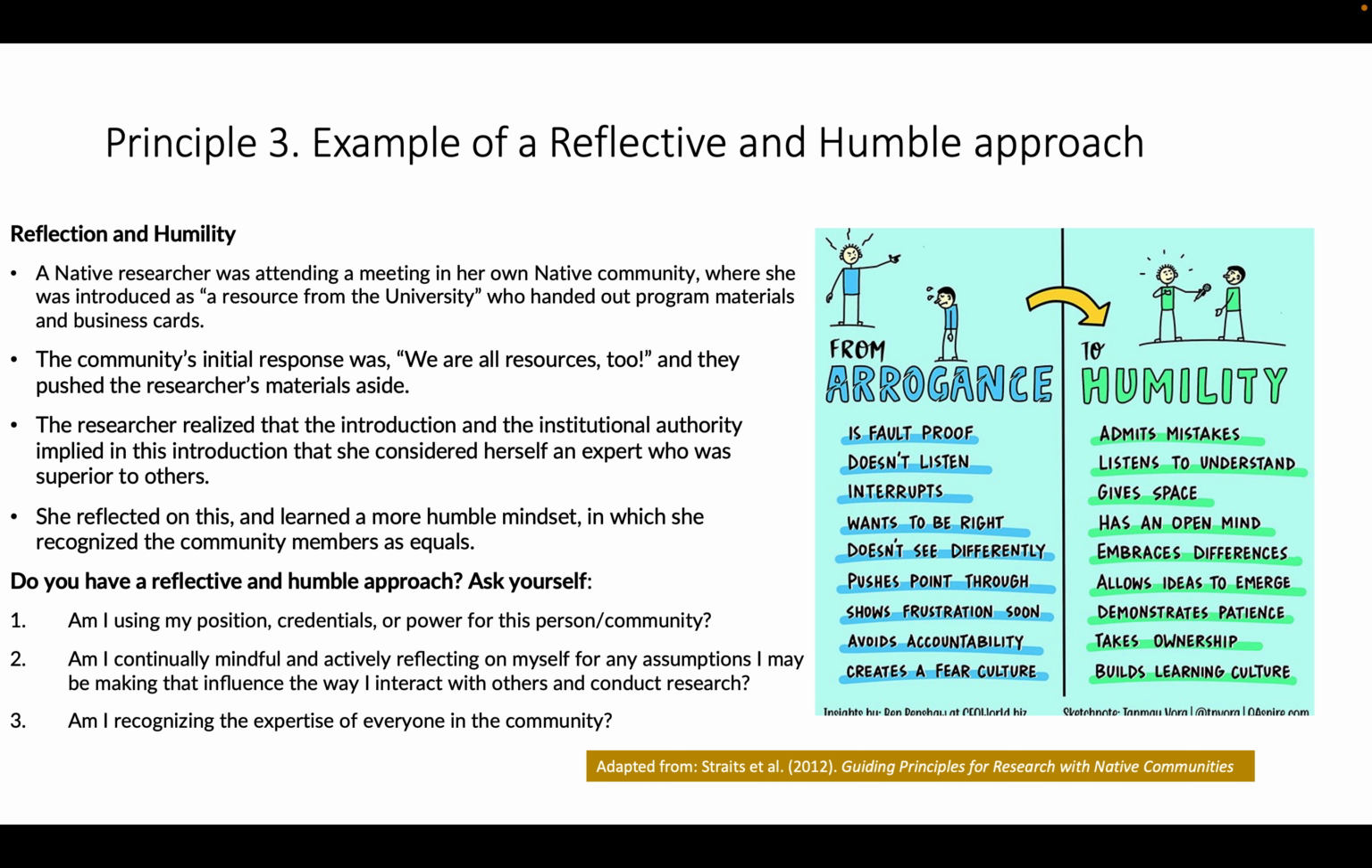Do you have a reflective, humble approach? Ask yourself. Am I using my position, credentials, or power for this person, community? Am I continually mindful and actively reflecting on myself or any assumptions I may be making that influence the way I interact with others and conduct research? Am I recognizing the expertise of everyone in the community?